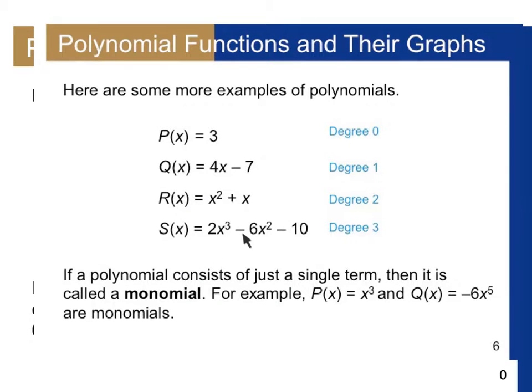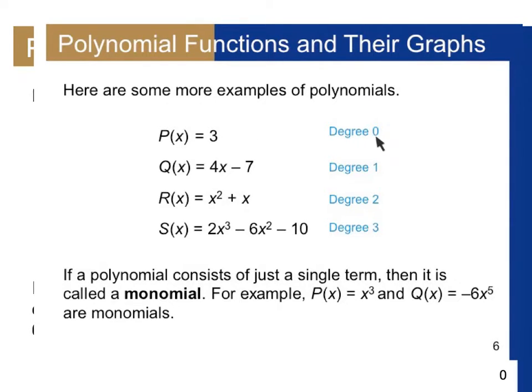Okay, so here's some examples of polynomials. Let's look at the bottom one, 2x cubed minus 6x squared minus 10. That has a degree of 3. Our leading coefficient is 2. That's the highest power of x. This is a quadratic, degree of 2: R of x equals x squared plus x. This is a linear function, a line. Think of y equals mx plus b, so q of x equals 4x minus 7. And then this would just be a horizontal line, y equals 3, so this has a degree of 0.